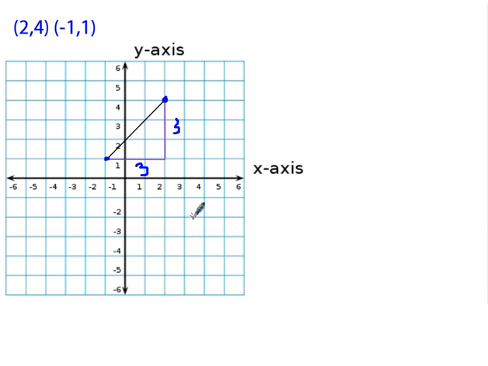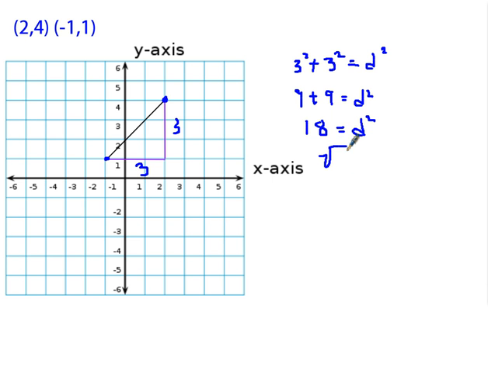I can use the Pythagorean theorem to find the length of this side simply by saying 3 squared plus 3 squared equals that distance squared. 9 plus 9 equals d squared. So 18 equals d squared.